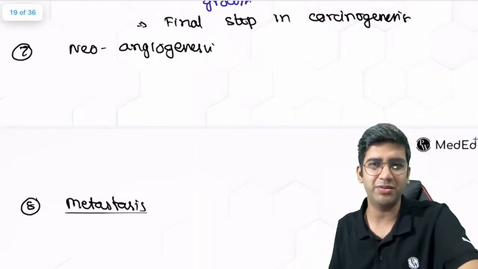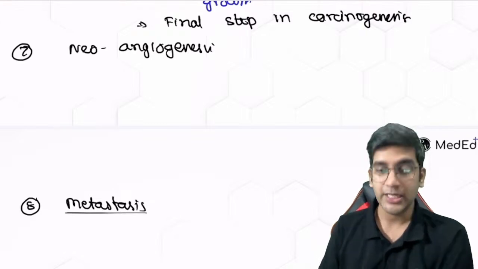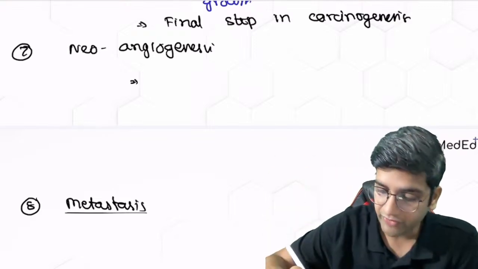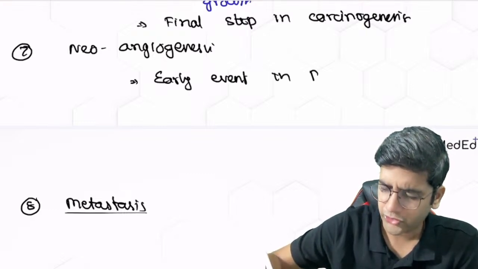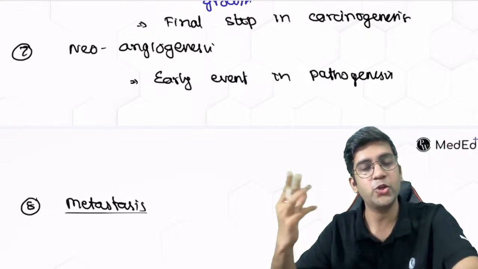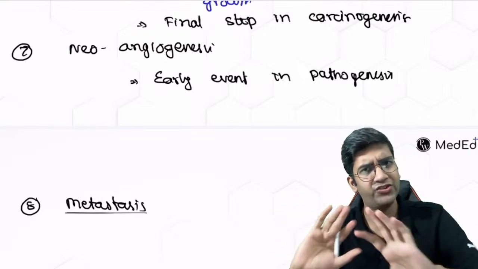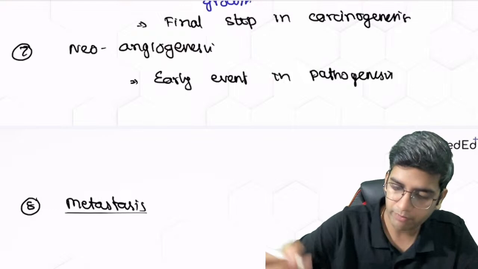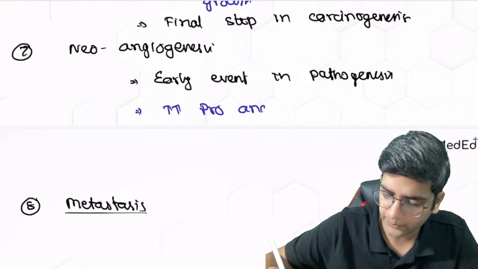The 7th hallmark is very simple: new blood vessels. Neoangiogenesis is something which is very common and which you have to know, right? First and foremost, it's not a late step. It's a very, very early event in pathogenesis. Even before the tumor becomes 2 millimeter, neoangiogenesis starts. 2 millimeter, not centimeter, very tiny, right? How neoangiogenesis happens is the same as what we studied in wound healing, same concept. New capillaries keep on coming. And the reason for this happening is there will be more pro-angiogenic factor.